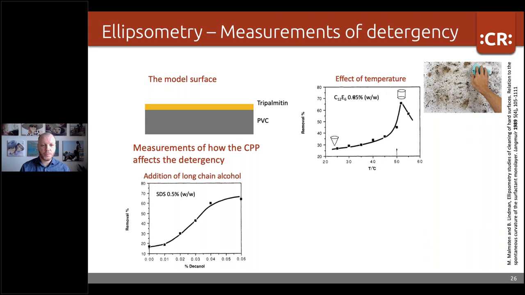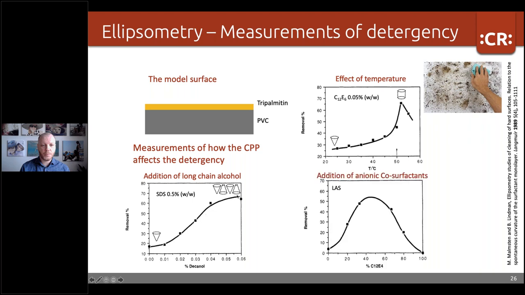They also tested the addition of a long chain alcohol. So this is measurements with SDS and then adding more and more decanol. And that's the same effect. You have SDS, which has this conical shape, and then decanol, which is sort of inverse. So it's a really poor surfactant, but it can be seen as a surfactant with a tiny head group. And when they are combined, they together give you a critical packing parameter close to one, and that's also where you get the optimal cleaning effect.